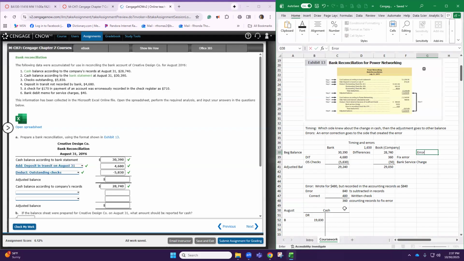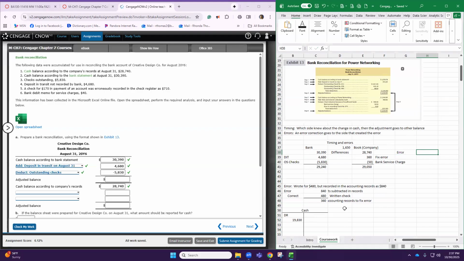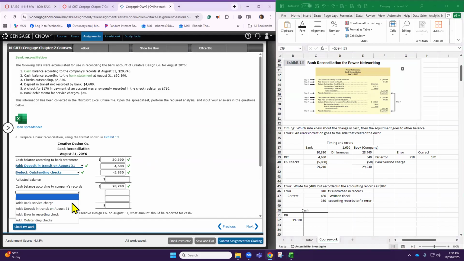So sometimes you have to establish which is the error and which is the correct one. So here is the correct. The error was 710 and it should have been 170. So now I'm going to fix that error. And like I said, you have to understand which direction the error is going. So we took too much out and we're going to put it back. So we're fixing that error of $540. So let's see if we get error in recording check. The reason why we put it first is you're adding back. So there's fixing that error.